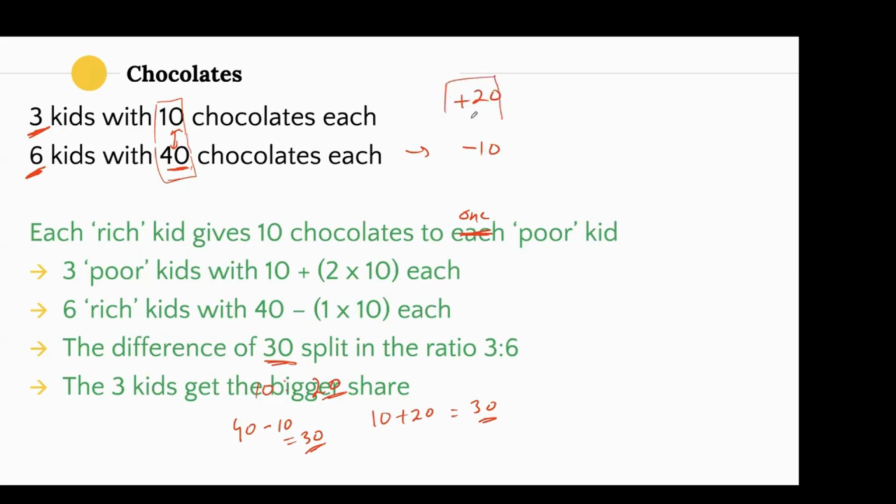So if you think of it that way, each poor kid is getting more chocolates than each rich kid is giving out. That's why overall the average comes to the middle figure. Middle of what? 10 plus 20 or 40 minus 10. Both are 30.